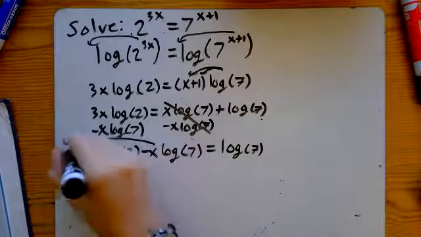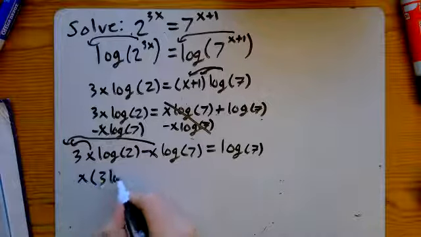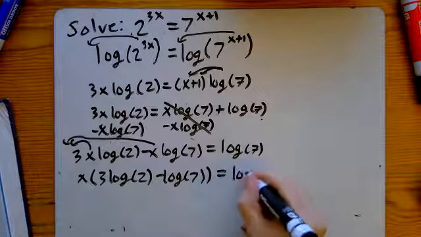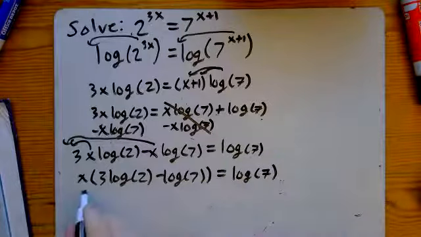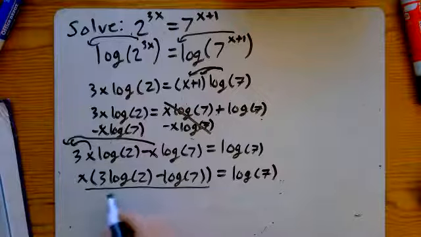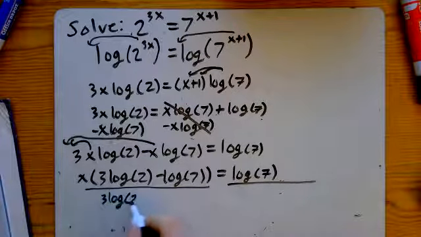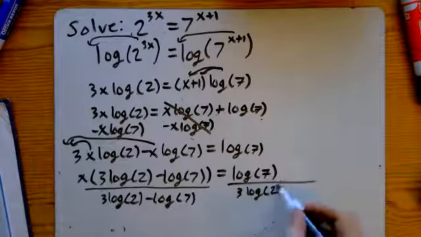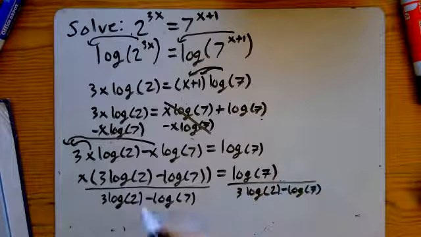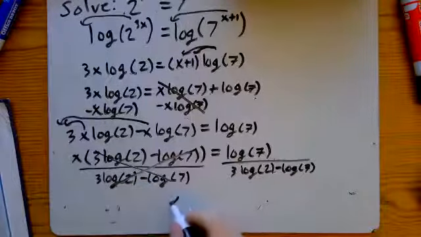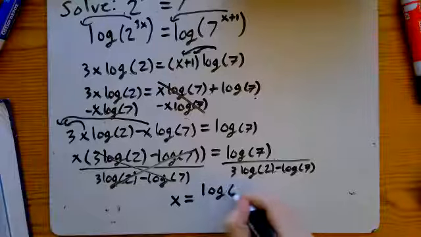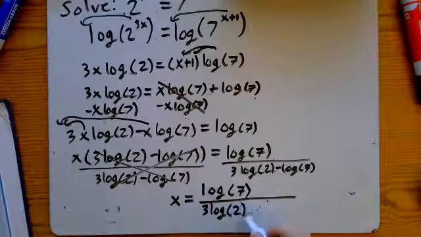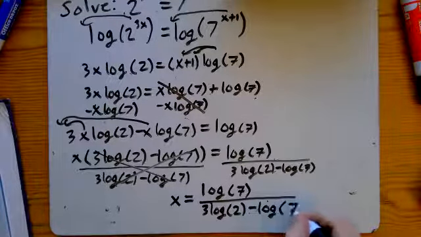All right. Both of these have an x that I can pull out. We have x times 3 log 2 minus log 7 equals log 7. Finally, I swear we're almost done. Divide both sides by 3 log 2 minus log 7. Almost done. These cancel, and we are left with x equals log of 7 all over 3 log 2 minus log of 7.